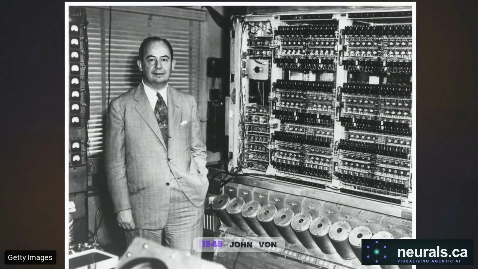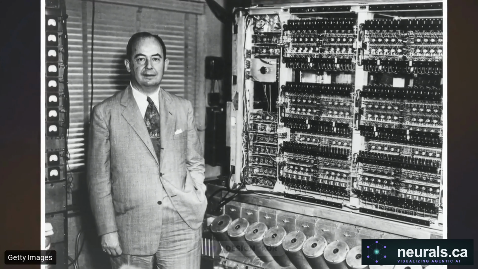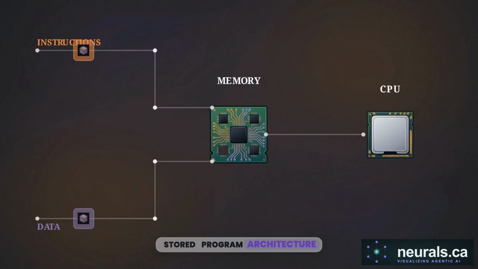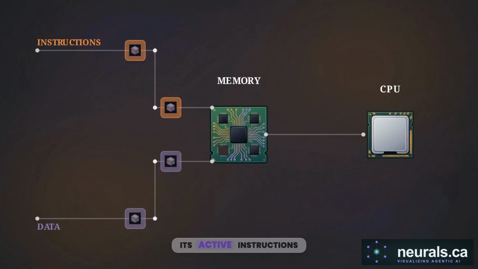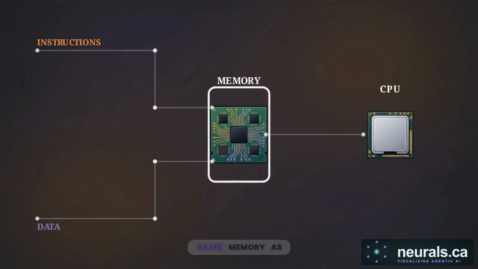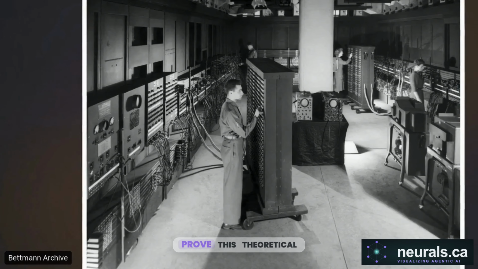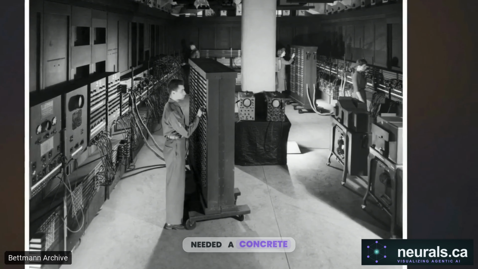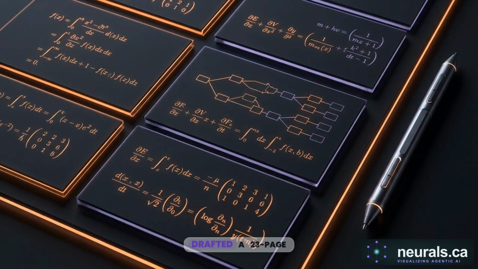In 1945, John von Neumann was finalizing the design for the EDVAC. His work established the stored program architecture, the idea that a computer keeps its active instructions in the exact same memory as its data. To prove this theoretical machine could actually process information, he needed a concrete test case. He drafted a 23-page handwritten proof of concept. That document was the first recorded execution of merge sort.